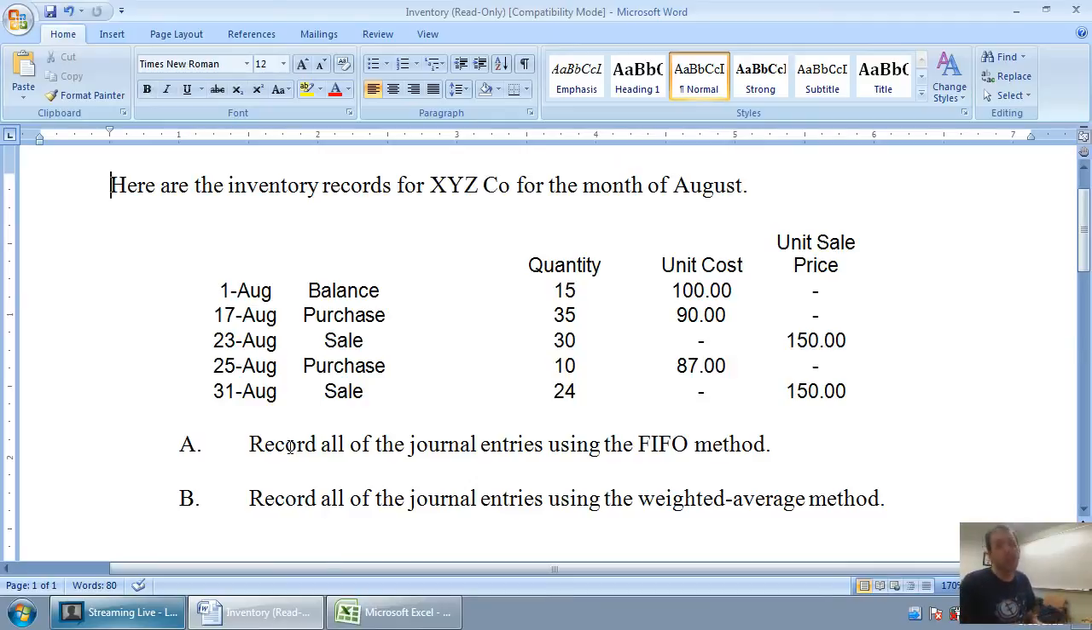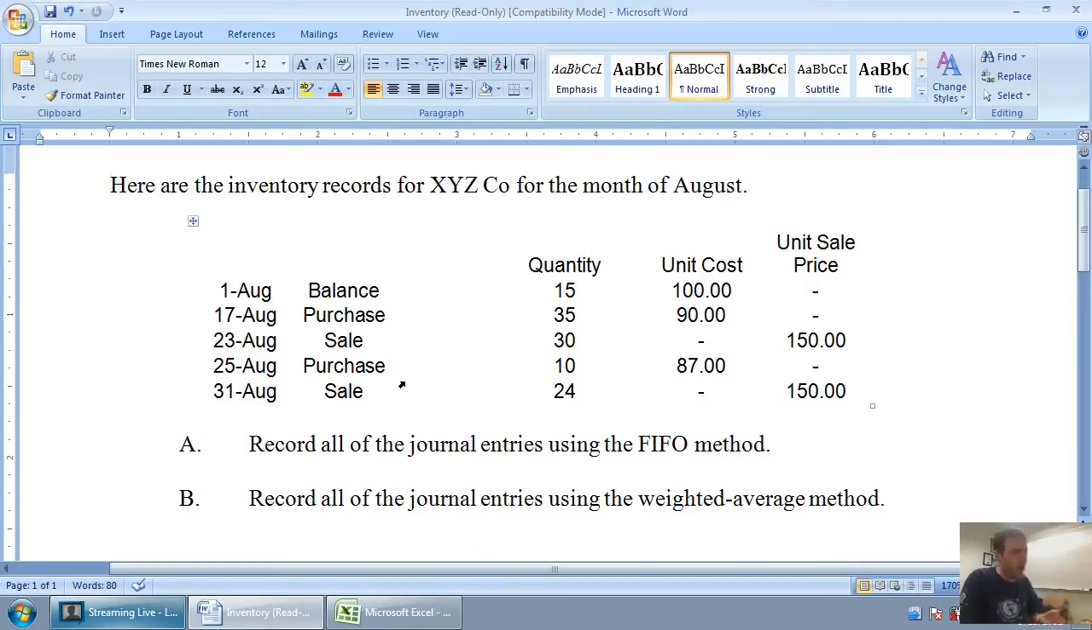We're just going to track this company's inventory using first in, first out, or the FIFO method. So it says, here are the inventory records of XYZ company for the month of August, and you can see they have a beginning balance, they make a purchase, a sale, another purchase, another sale, and we just want to keep track of their inventory using first in, first out. So we're going to do part A now, record all the journal entries using the FIFO method, and part B later, record all the journal entries using the weighted average method.